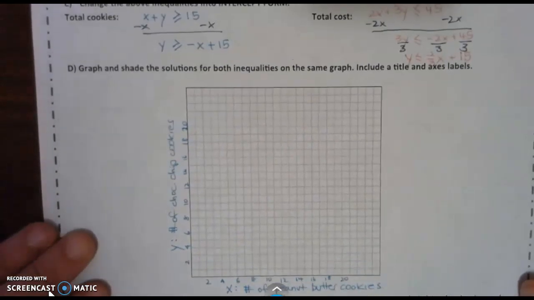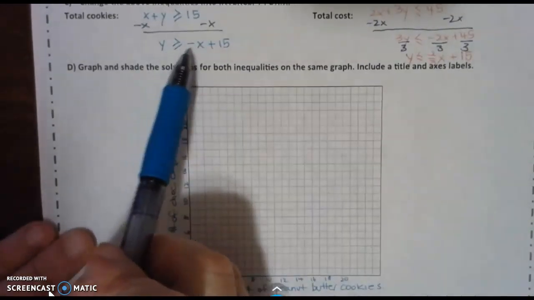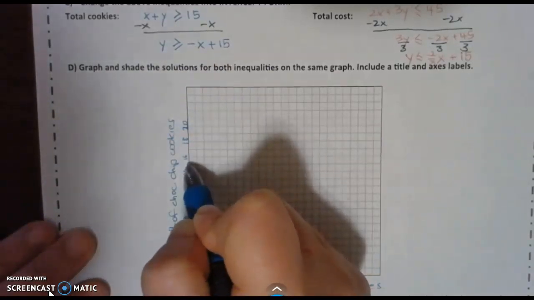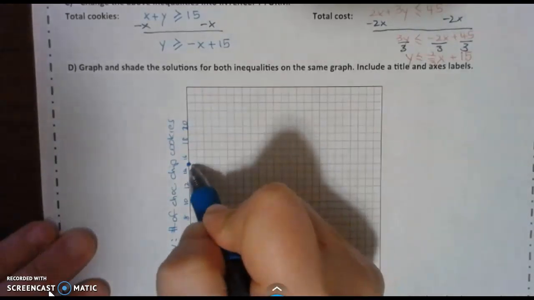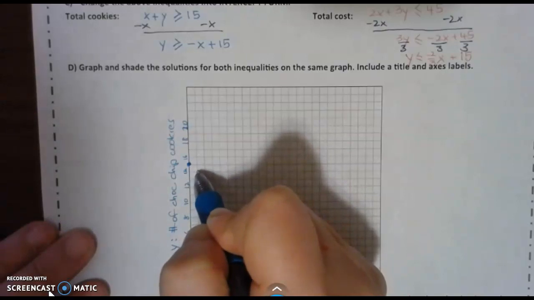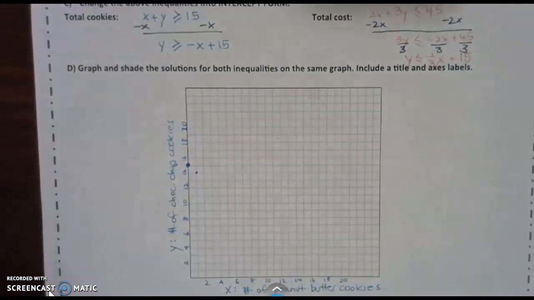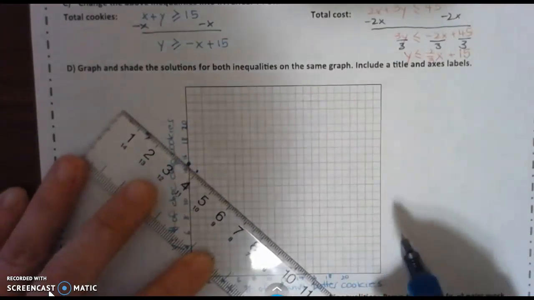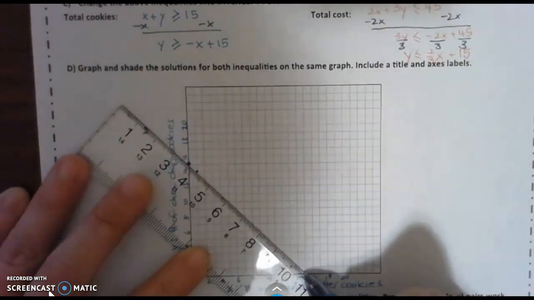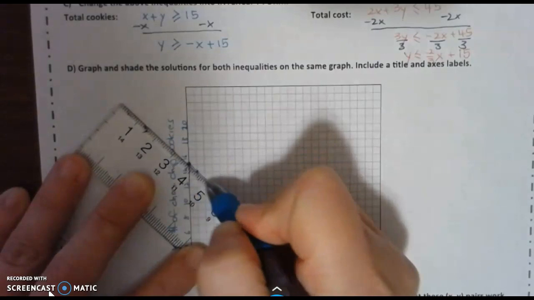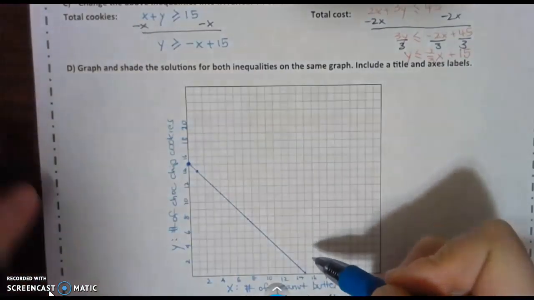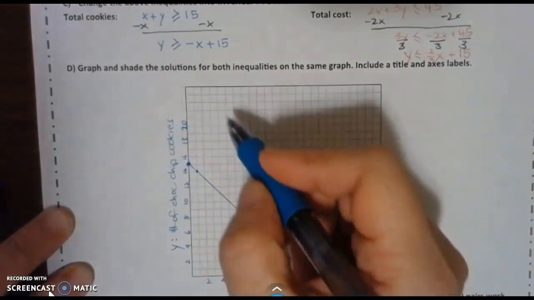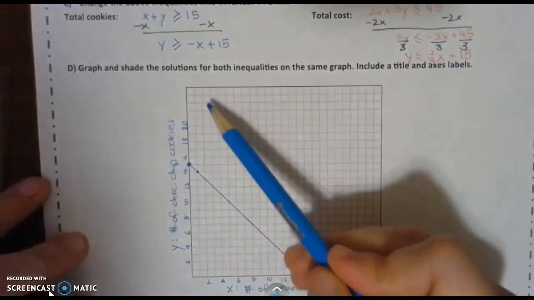Alright, so then let's graph the first inequality. y is greater than or equal to negative x plus 15. So the y-intercept is 15, so find my 15 here. And the slope of negative 1 means go down by 1, right by 1. Down by 1, right by 1, and I will get my graph. Okay, so is this going to be a solid line or a dashed line? It should be a solid line because of the equals in the inequality. And y is greater than, that means I am going to be shading above.